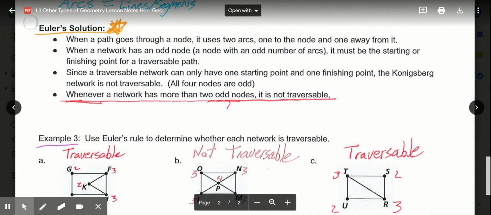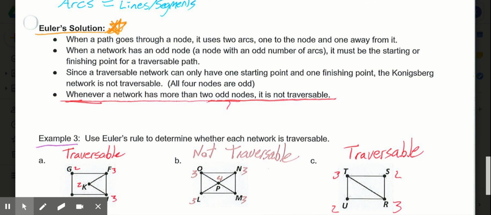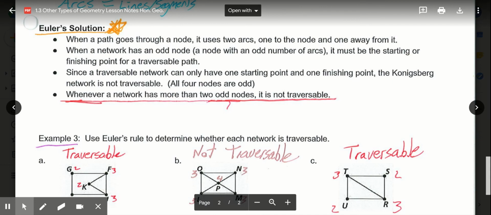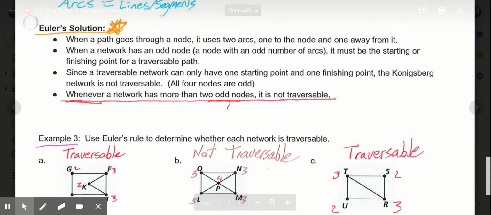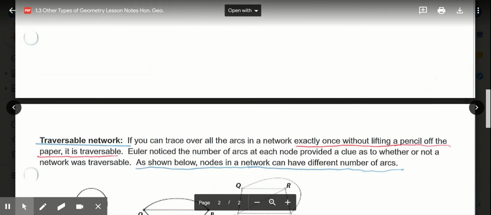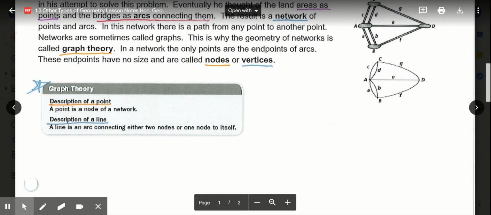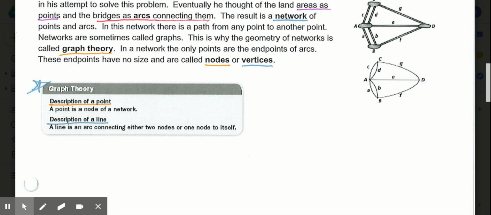Then the next solution was, since a traversable network can only have one starting point and one finishing point, it turns out the Königsberg network is not traversable because all 4 of our nodes, looking back up here, A, B, C, and D, were odd, meaning they had an odd number of arcs touching them. D had 1, 2, 3. B had 1, 2, 3. A had 1, 2, 3, 4, 5. And C had 1, 2, 3.